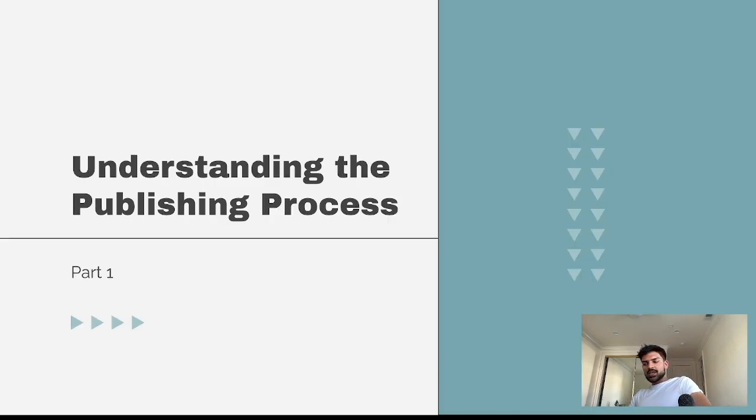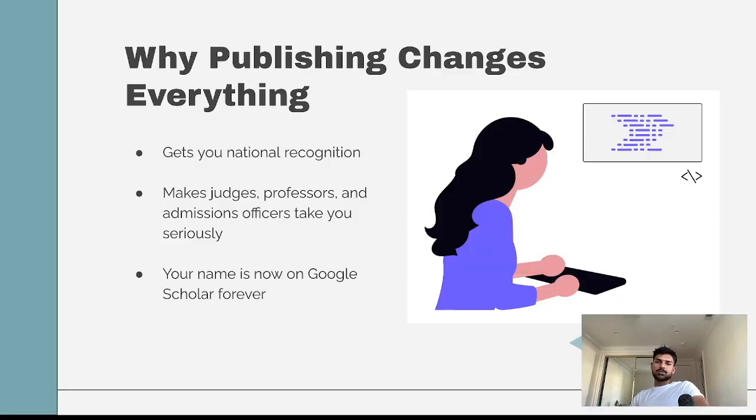So first, we need to understand, what exactly is the publishing process? This is part 1 for that. Here's why publishing changes everything for your overall career trajectory and how you approach research. One, it gives you credibility as a researcher. Now you're a credible researcher. Once you have one published paper, you're officially initiated into the research scene. So this gets you lots of national recognition.